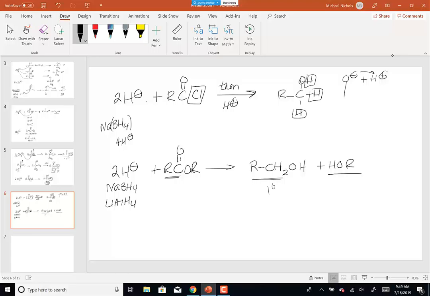The OR will protonate itself. So in other words, when you add, you're going to add H plus H2O to this anyway, to take this O minus and protonate it. At the same time, you're going to protonate that RO minus. So it gets protonated at the same time. The thing I'm showing you is when you reduce, or when you do a Grignard with this, you end up with this ROH group on the other side.